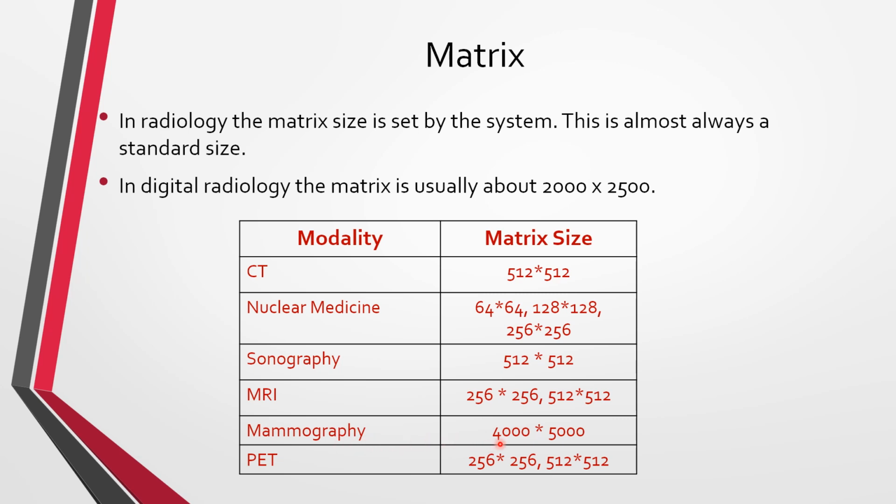Mammography is 4,000 by 5,000. Typically, it's much larger. There are many more cells, so the spatial resolution is much higher than in digital radiology. Typically, in mammography, you're looking for very small lesions or calcifications, so you need that high spatial resolution to see the small details. PET scan can have two different matrix sizes as well.